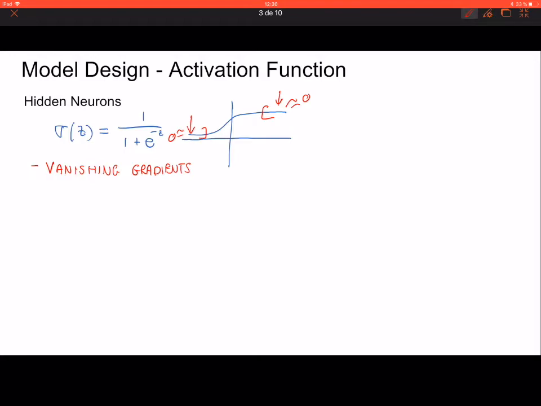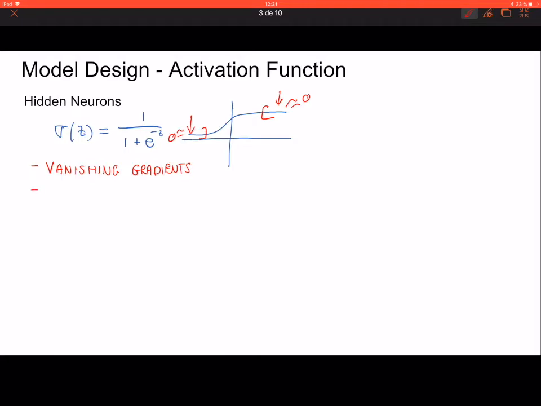All right, so instead what we could do is try something different, and perhaps add a certain slope there that would allow us to have larger gradients. So we're going to see how that is done in a different activation function.